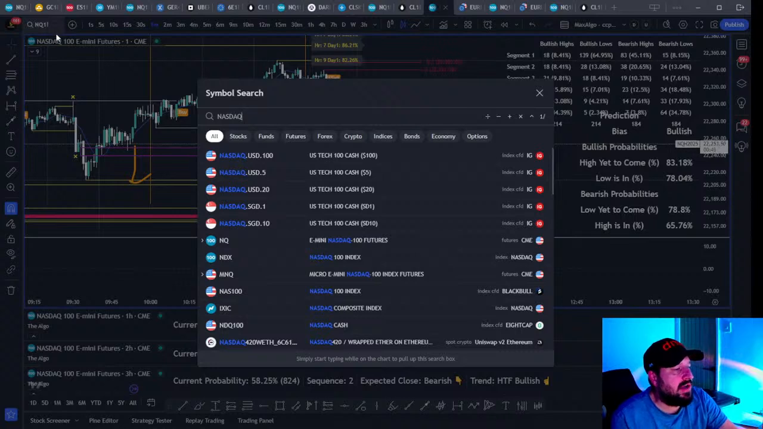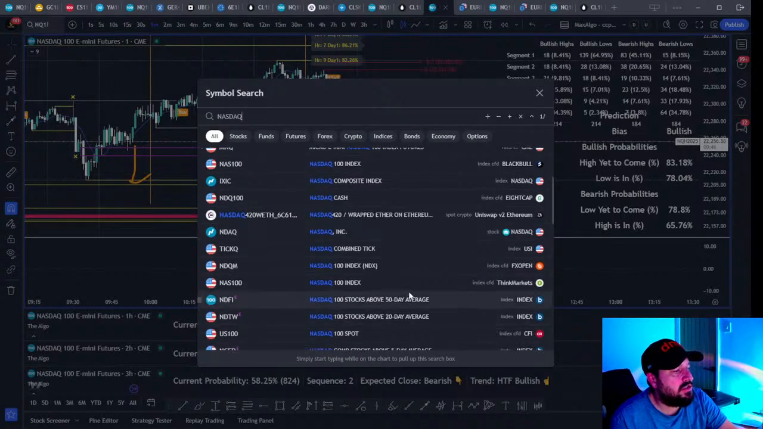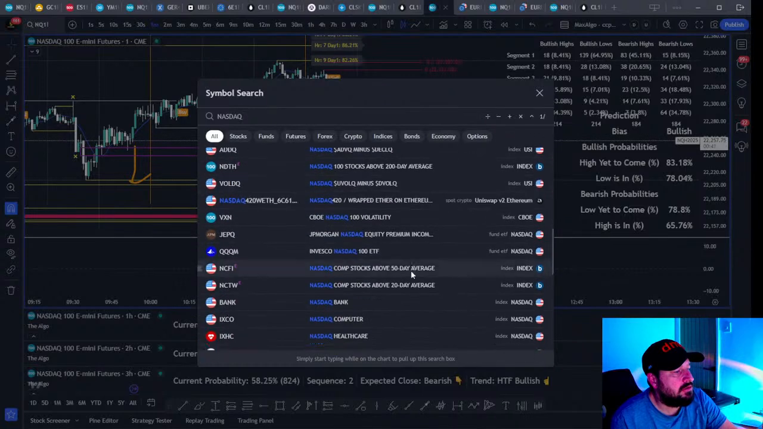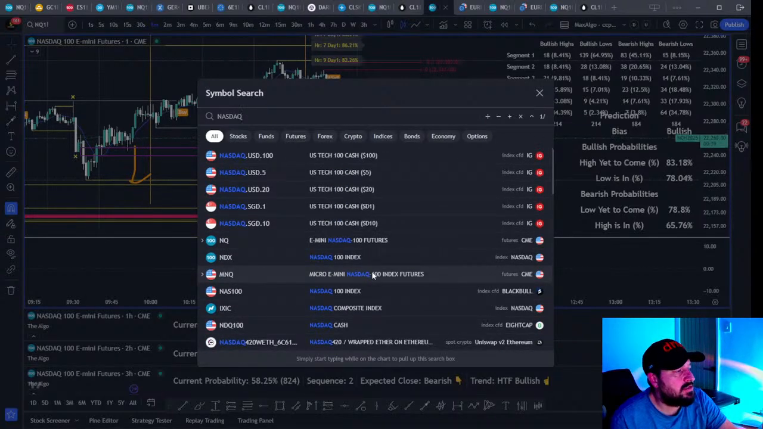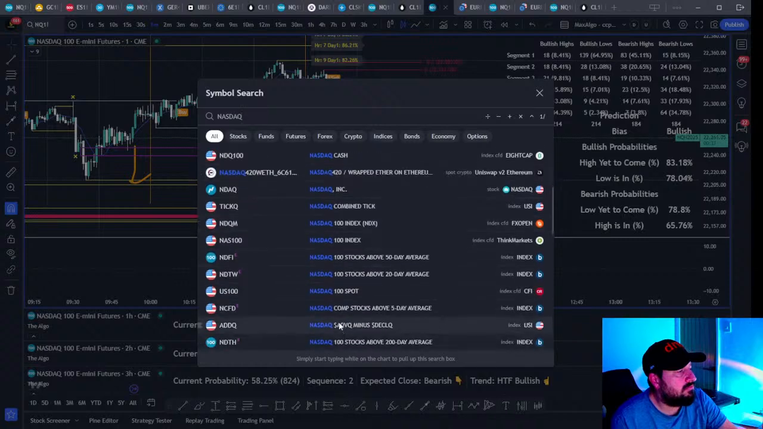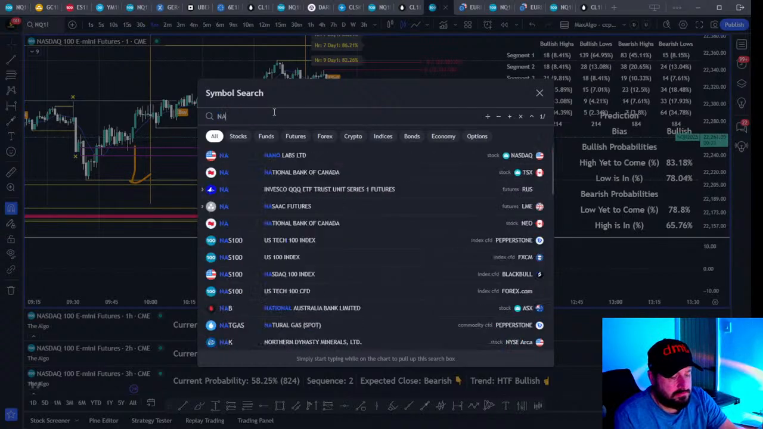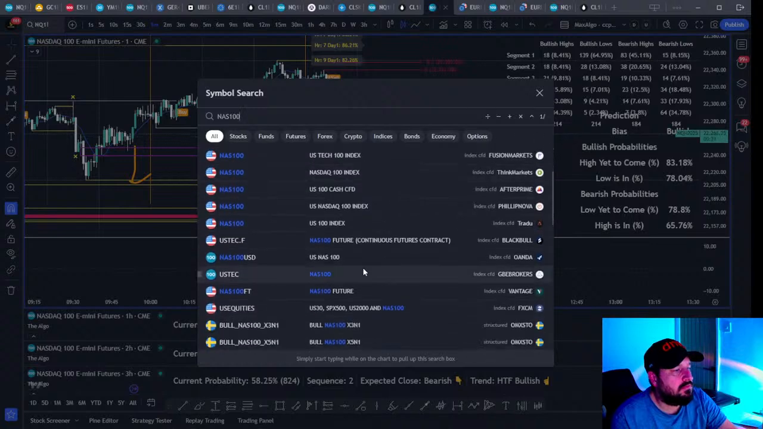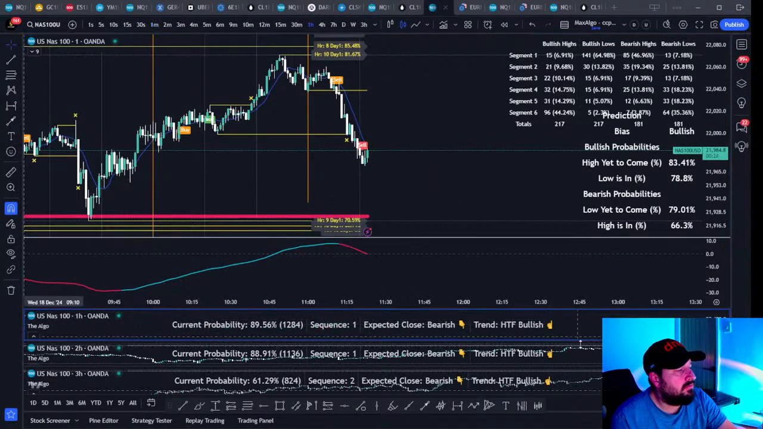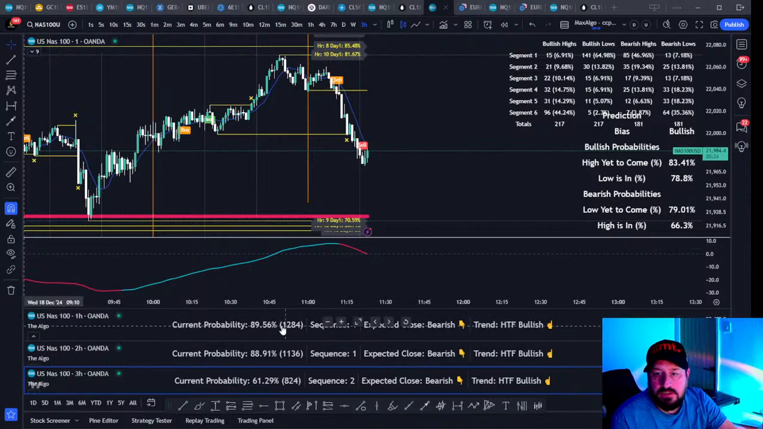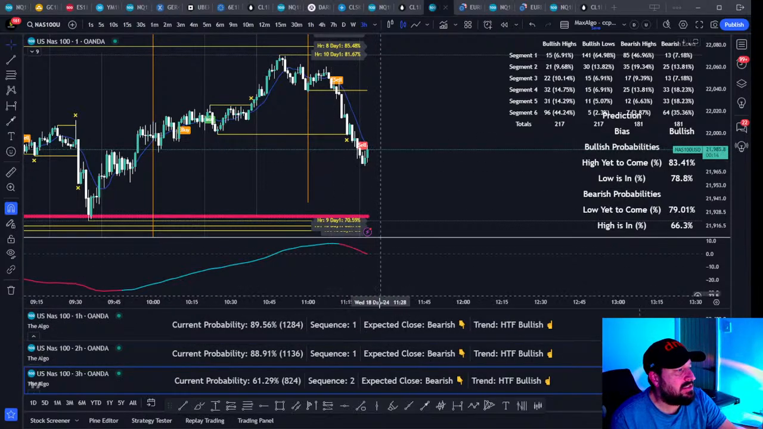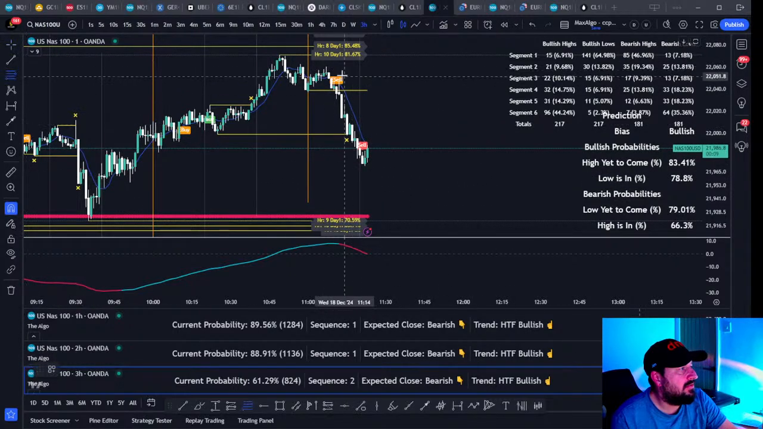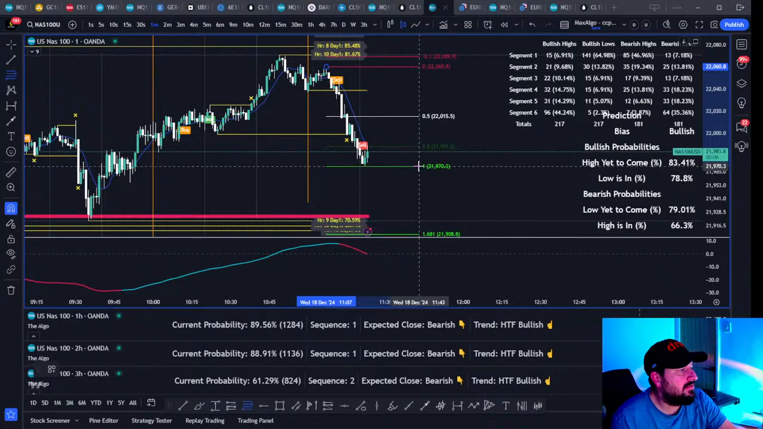What's Nasdaq on Oanda? Is it cash? I used to use 8cap, but can't remember what it is on the CFD. There it is. Yep, there you go. You get a lot more data on Oanda. You can see we've got 1,284 candles right now. This is a sequence 1 on Oanda. So I can take this trade on Oanda.